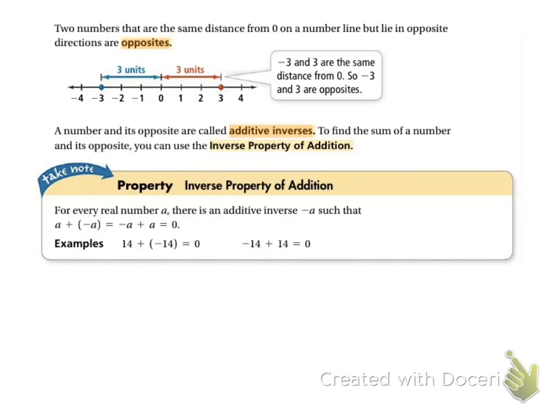It works the same way if I take a negative number. If I say -2, the opposite of -2 is 2. -2 plus 2 equals 0.